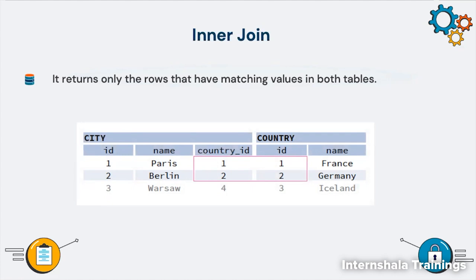Now in inner join, it will only return the matching values in both the tables. So here I can see that in the country ID and the ID, 1 and 2 are the matching values. So it will only return the corresponding entries of these two columns. So if I want to display the name from the city table and the name from the country table with the help of this primary key, let us see how we can do it.